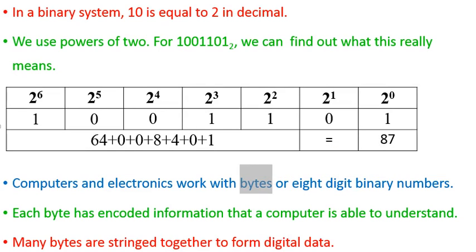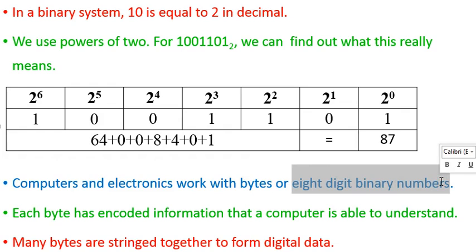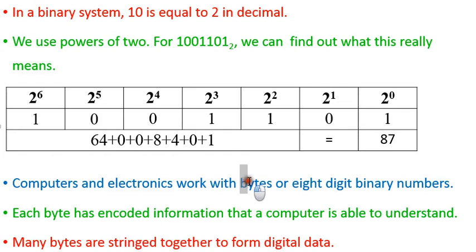As I said, the computer and electronics, they work with bytes. I told you each one of these is called a bit, B-I-T, bits. But most of the computers require a byte. And what is a byte? This byte is equal to 8 binary numbers, 8 of them. Whenever you have a set of 8 binary bits, they are called 1 byte. Each byte has encoded information that a computer is able to understand.